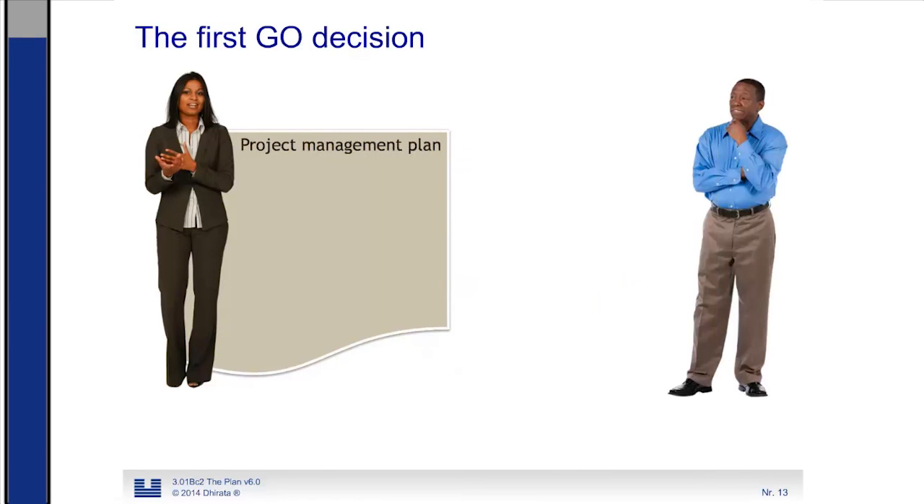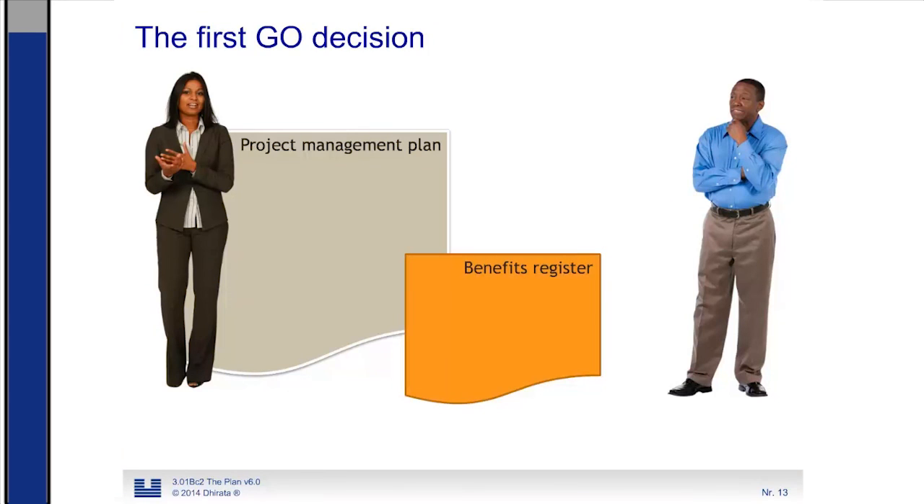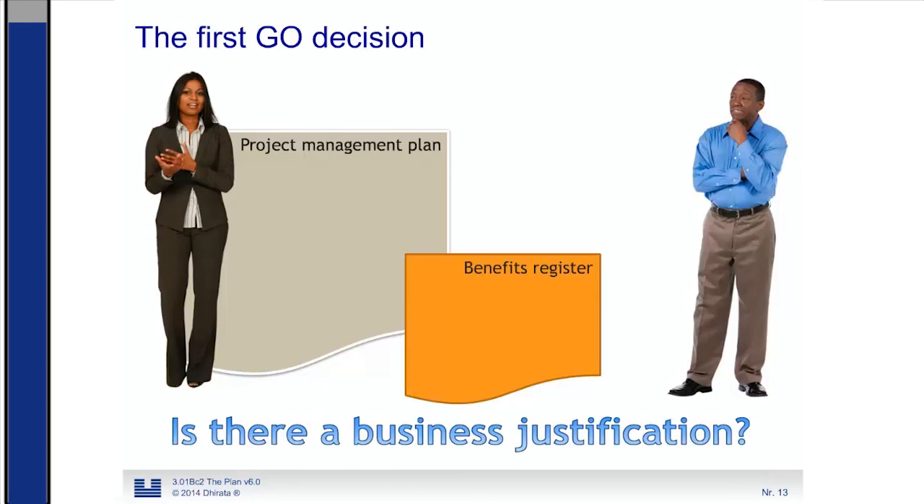In the meantime, the project sponsor has made a list of all the benefits of the project. We can now compare the project management plan with all the information about the effort and the benefits register to see if there is a business justification. Does this project have a solid business case? This can be either a yes or a no decision. When we decide to go on, when there is a business justification, we have our first go decision, and we can start the execution of the first stage in the project.